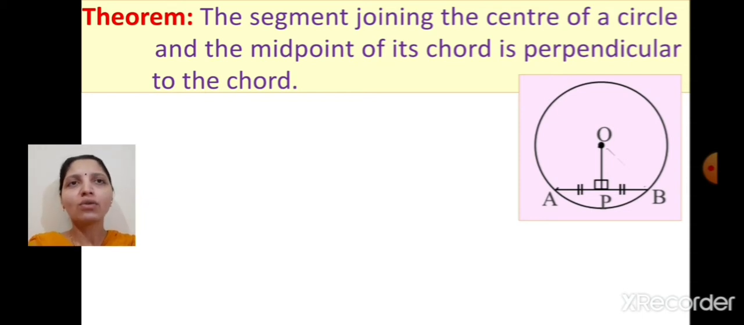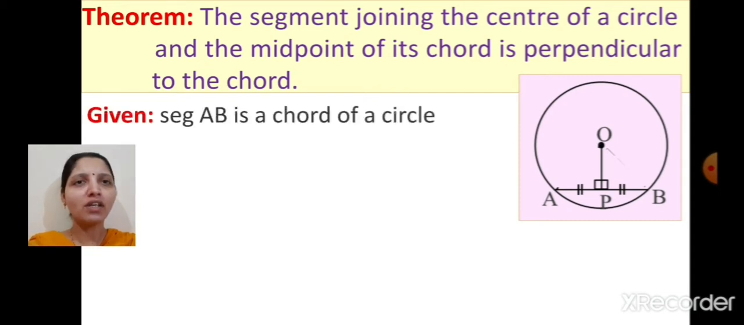Okay. So the statement for this is the segment joining the center of a circle and the midpoint of its chord is perpendicular to the chord. Now if you observe, this statement is exactly the inverse of the previous statement. Yes. So that means this theorem is the converse of the previous theorem. Okay. So what is given to us here?